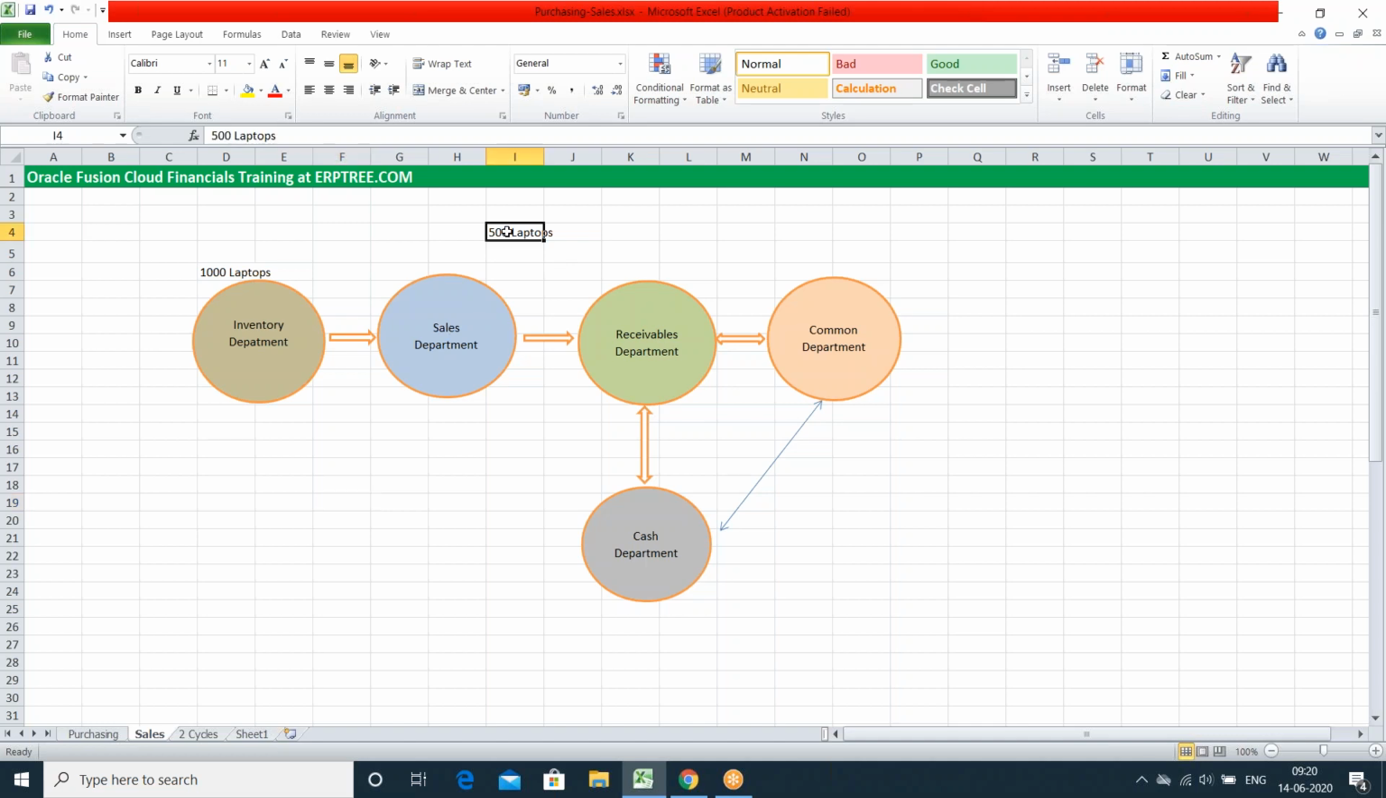So the sales department received an order from the customer for 500 laptops. Now the sales department should check with the inventory department whether stock is available to fulfill the customer requirement. Inventory replies to the sales department, yes, we have 1000 laptops. Now what does the sales department have to do? The sales department should inform the customer, yes, we are going to supply 500 laptops. When the sales department gets an order from the customer, they record it in their books as a sales order.